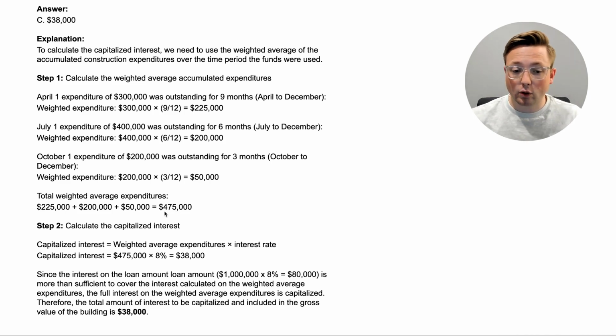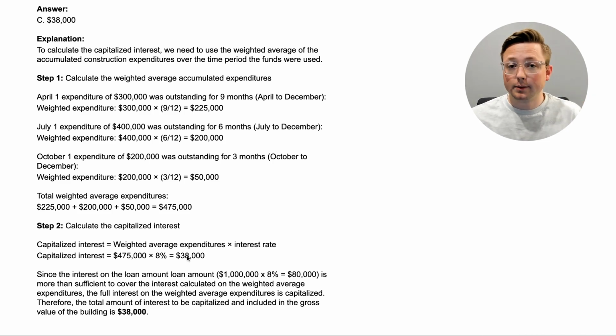We take this $475,000 and we can multiply it by the interest rate for the loan that was taken out to be able to do this construction. So $475,000 multiplied by 8% is $38,000. So $38,000 of interest is how much we can capitalize or include in the gross value of the building to be capitalized. Now, to be honest, it's a little bit strange to me that this is the way that it's done, but that is how you do it.